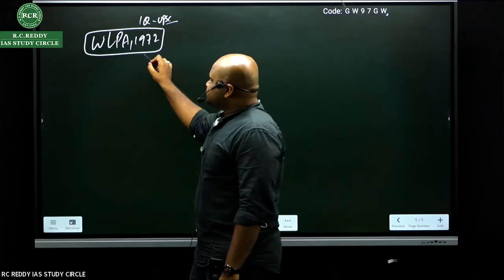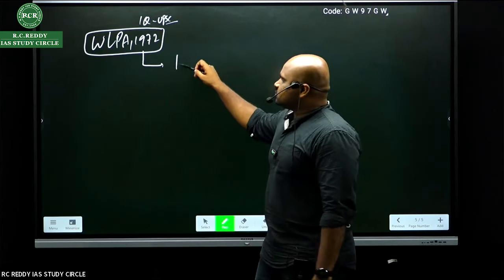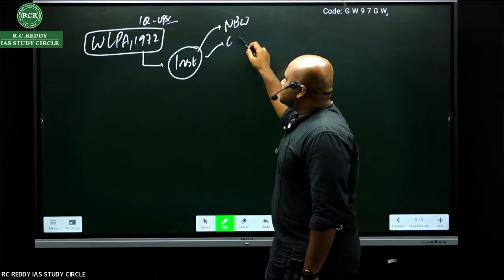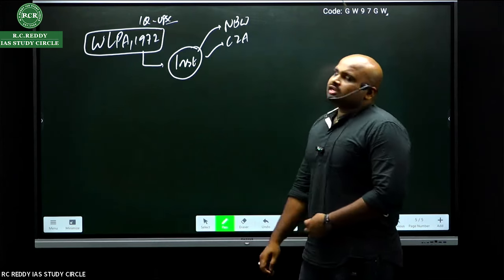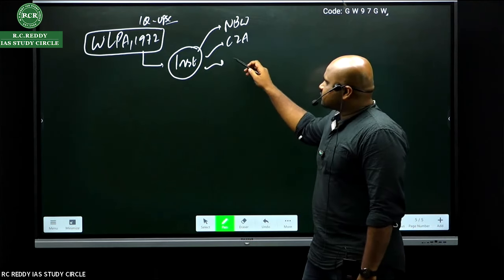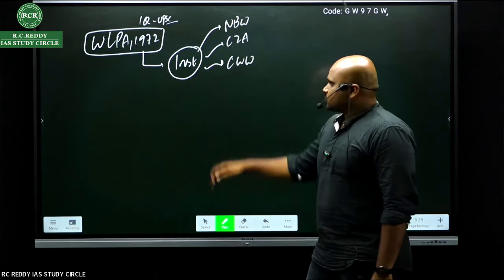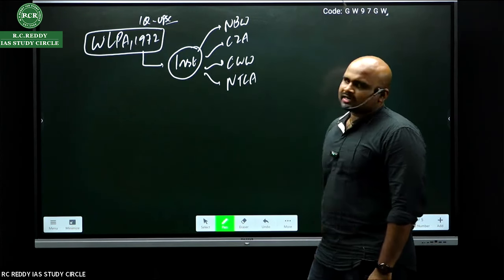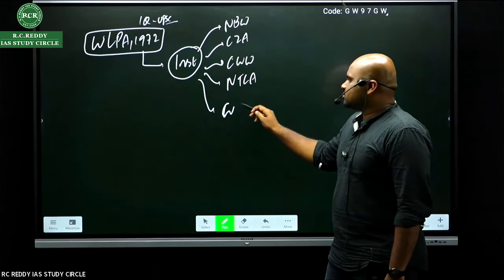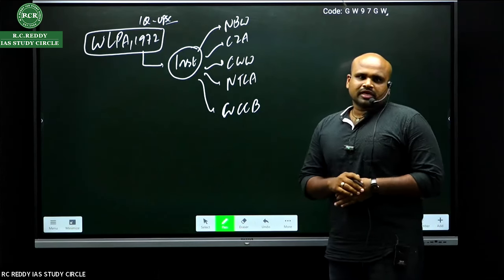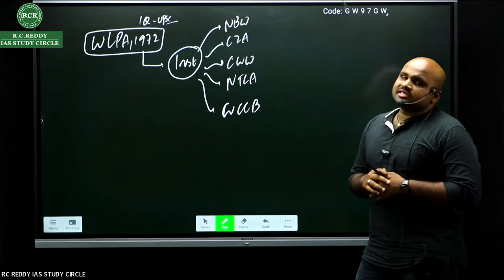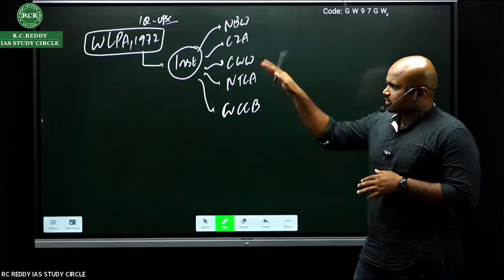When I look at WLPA, it has a lot of institutional base. One institution it talks about is CZA, Central Zoo Authority. Then NBW is National Board for Wildlife, which is headed by Prime Minister. Then I have something called a Chief Wildlife Warden. Then I have NTCA, National Tiger Conservation Authority. And I have one more organization, WCCB, Wildlife Crime Control Bureau. I see WCCB, NTCA, Chief Wildlife Warden, CZA, and NBW, all of this coming from WLPA.